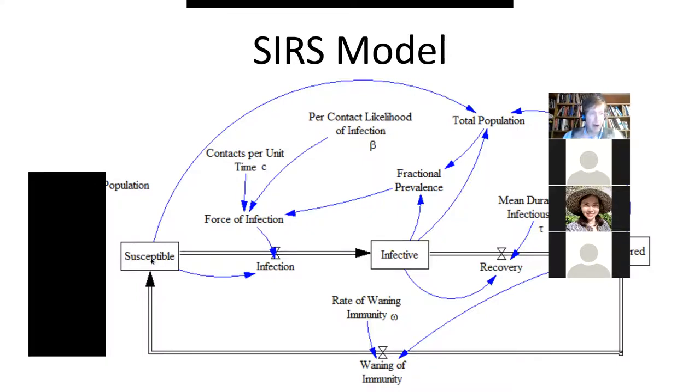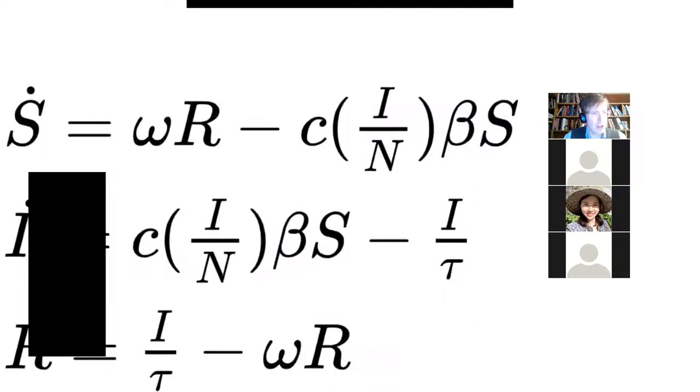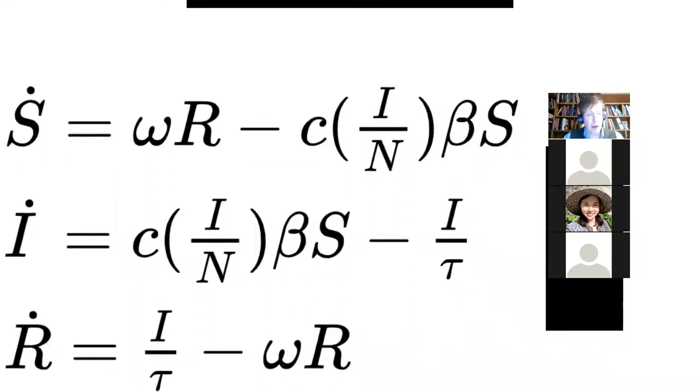Before, we just had a fire with a limited supply of firewood, and that fire eventually dies out. But now, with waning of immunity, we're going to have people who become susceptible again. It's shoveling fresh firewood into the fire. That fire can be sustainable. It can rest in a sustained fashion.